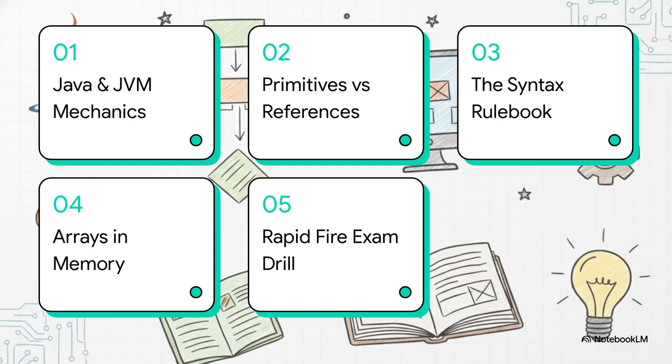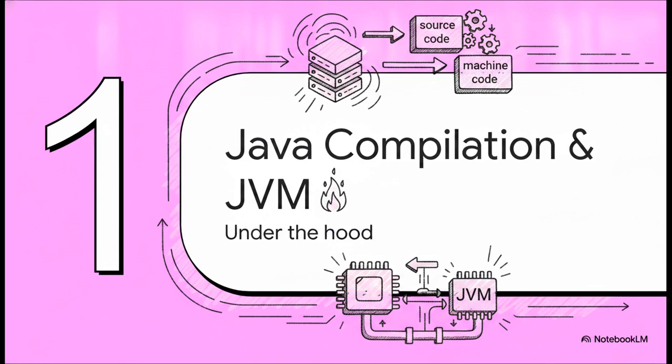First, Java and JVM mechanics. Second, primitives versus references. Third, the syntax rulebook. Fourth, arrays in memory. And finally, a rapid-fire exam drill. Let's kick things off with Section 1, Java compilation in the JVM.